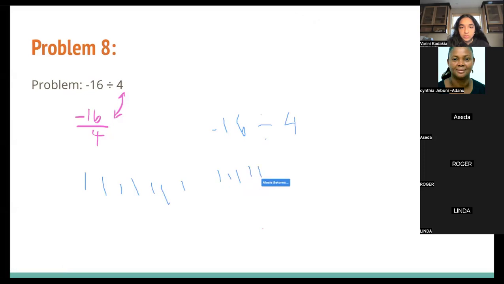What is the answer? Oh, the answer is -4. Sorry. Yes. Oh, okay, so be careful whoever's drawing on the board. I'm not completely sure who that is. This is division. So division works differently than multiplication, or sorry, addition and subtraction.